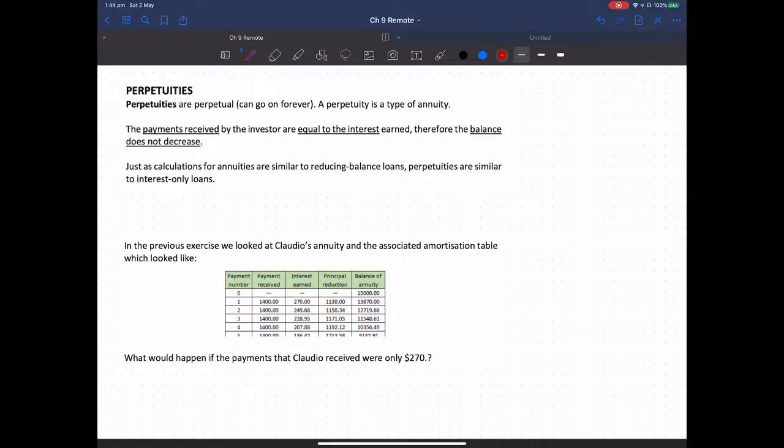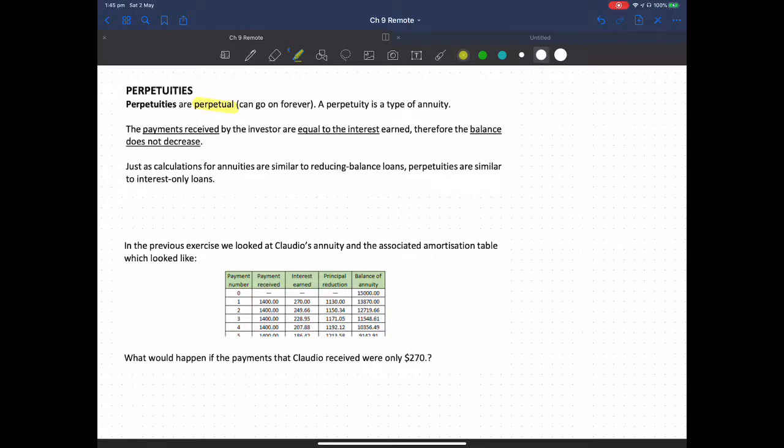We're now looking at perpetuities. Perpetuities are perpetual. What does perpetual mean? Perpetual means that they go on and on forever. So a perpetuity is a type of annuity.